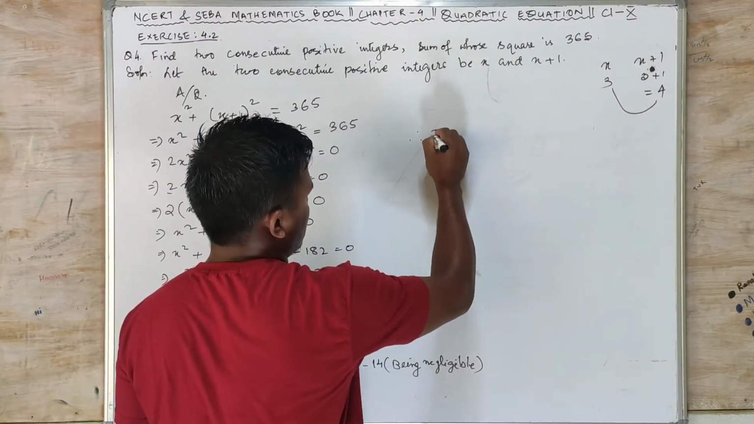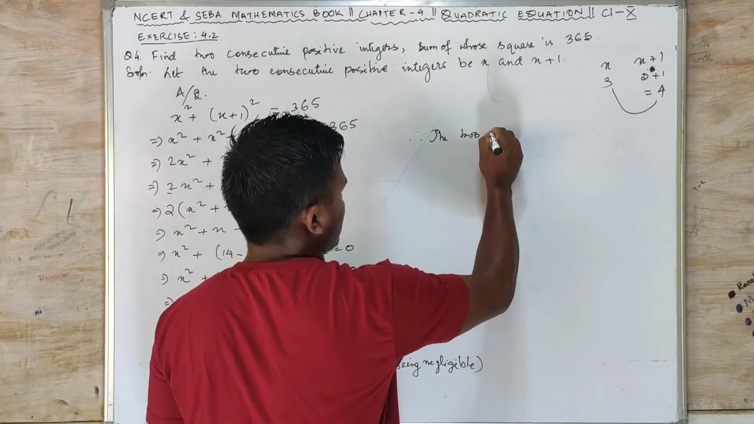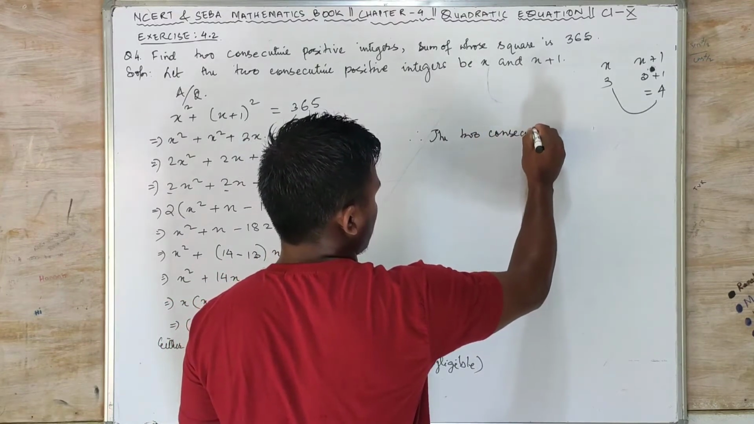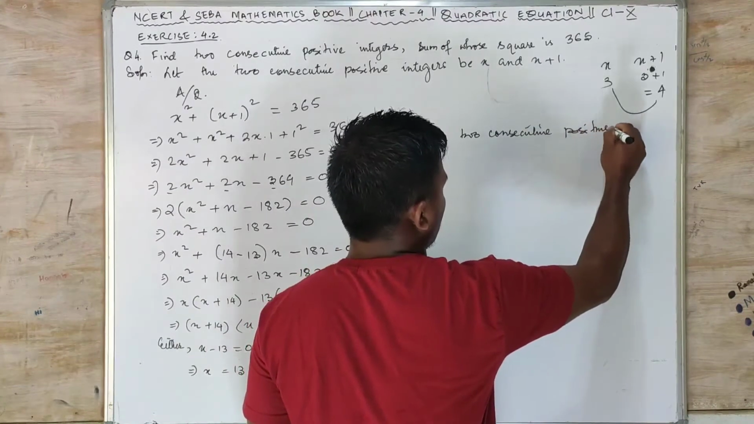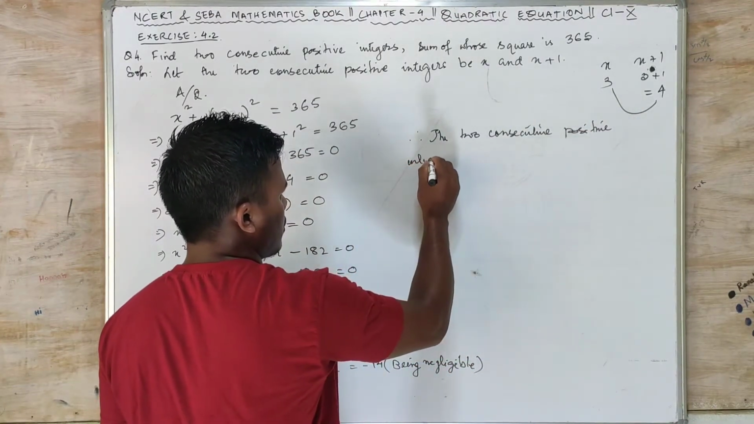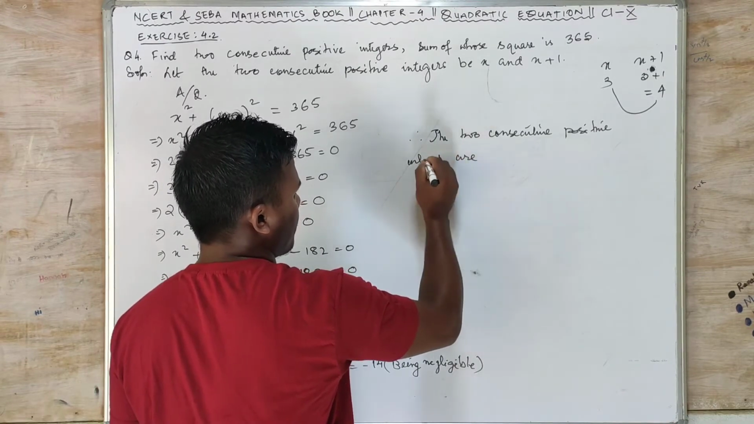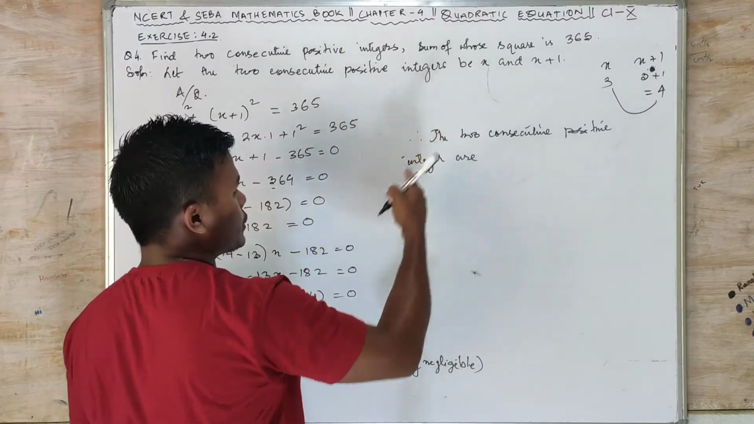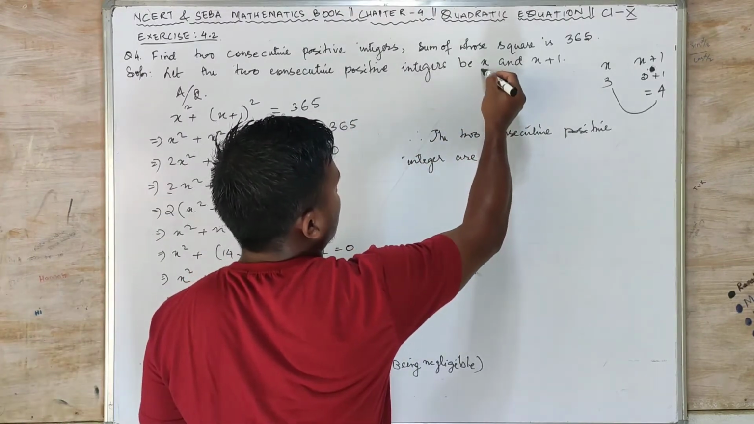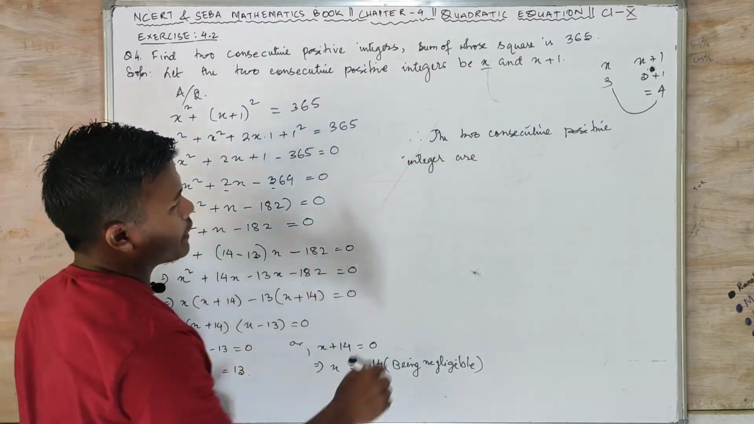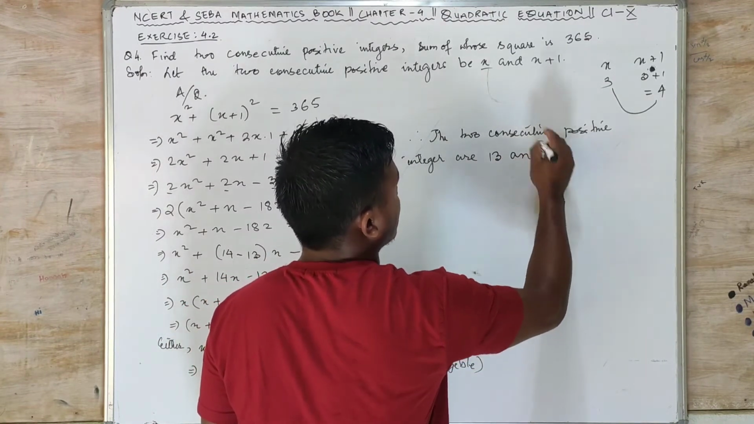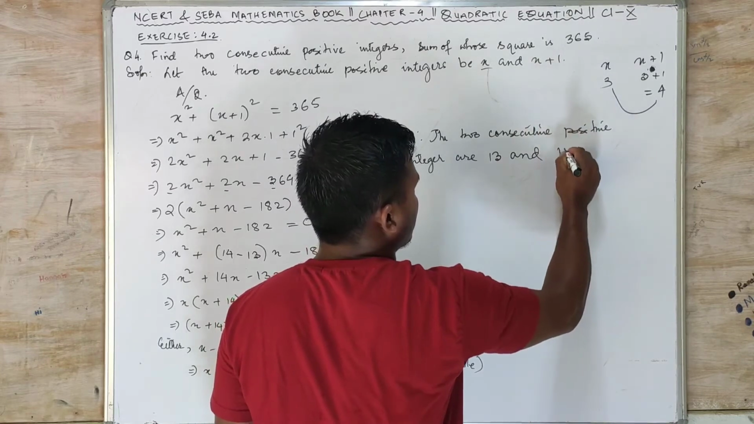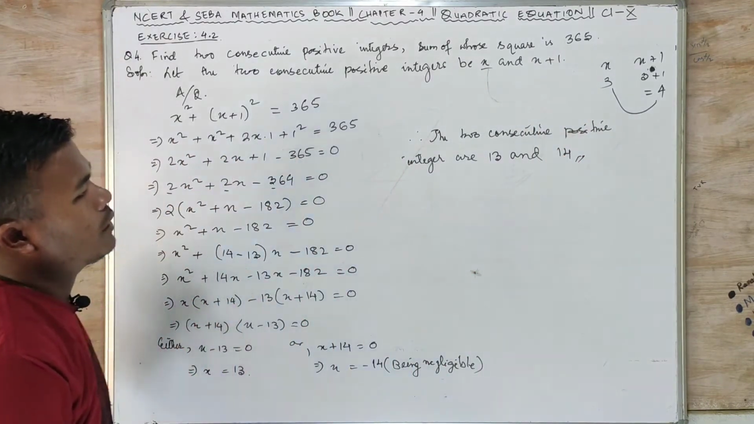Therefore, the two consecutive positive integers are, yes, since we have let x be the first number, and we have got the x value as 13 here, the first number will be 13 and the second number will be x plus 1, that is 13 plus 1, which will become 14. These are the two numbers.